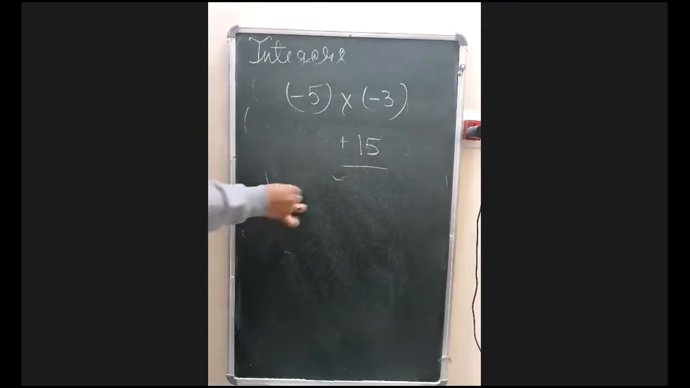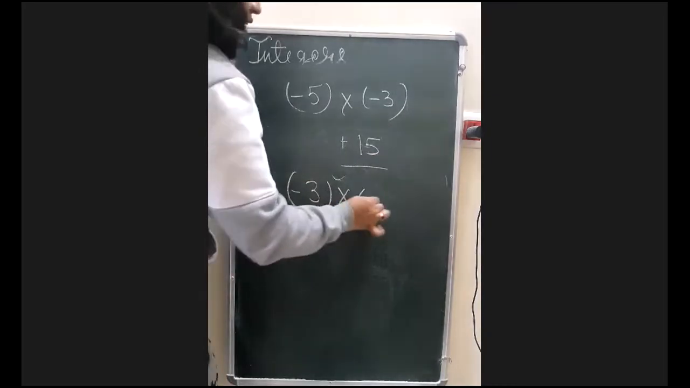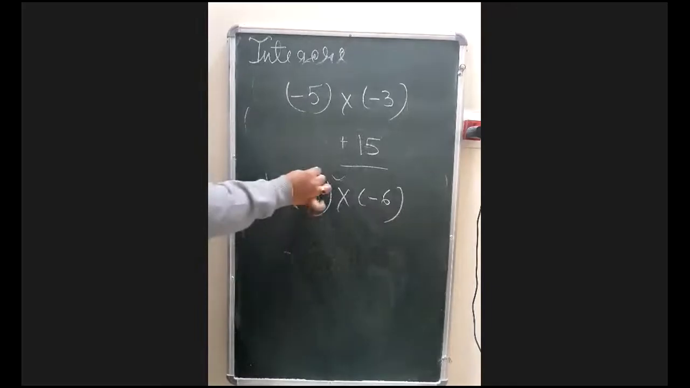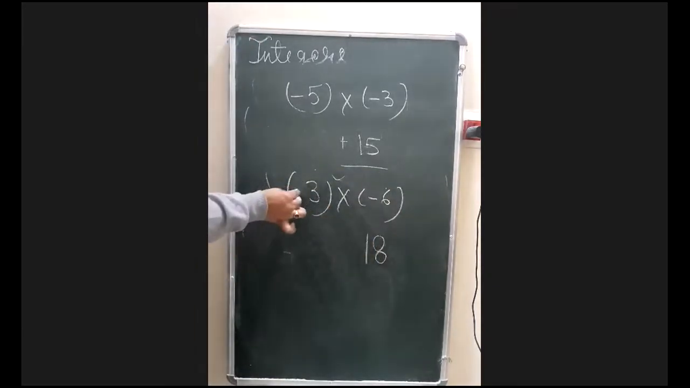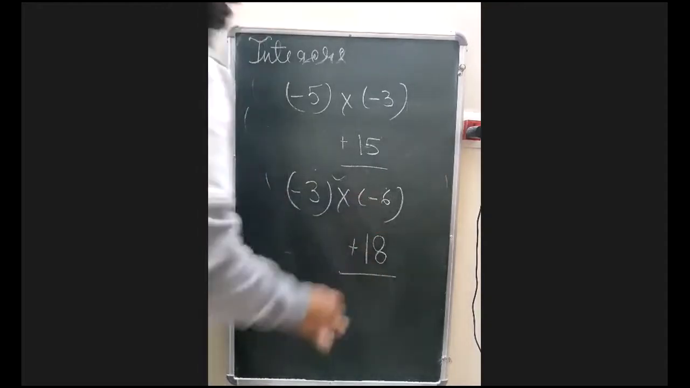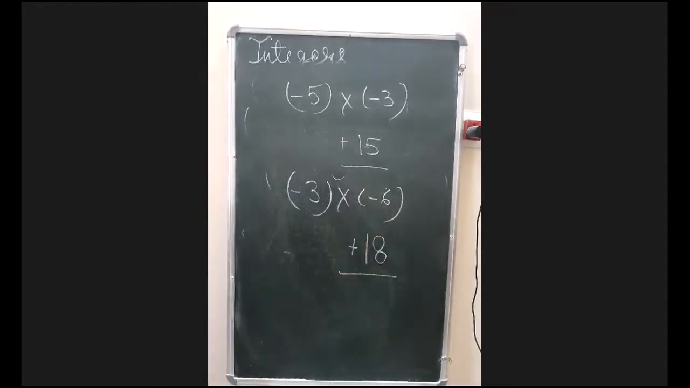Suppose the question will be minus 3 multiplied by minus 6. What will you do? 6 and 3 will get multiplied, which will give us 18, and minus with minus will give you plus, which you can write or not write.